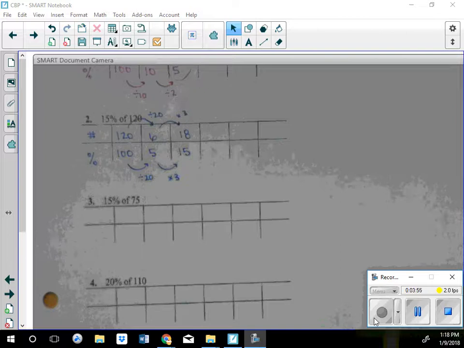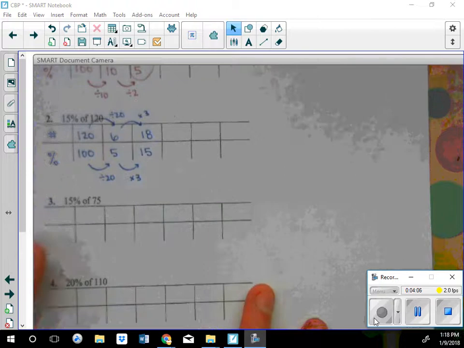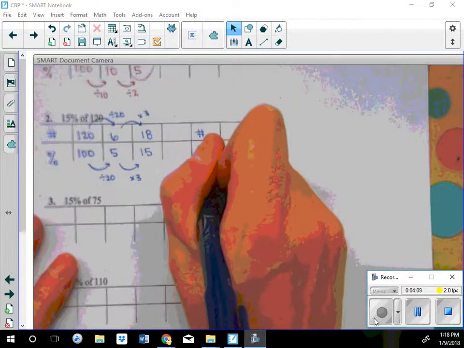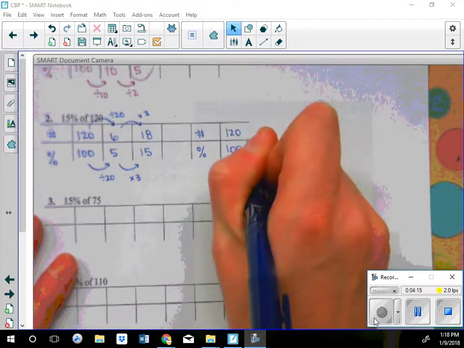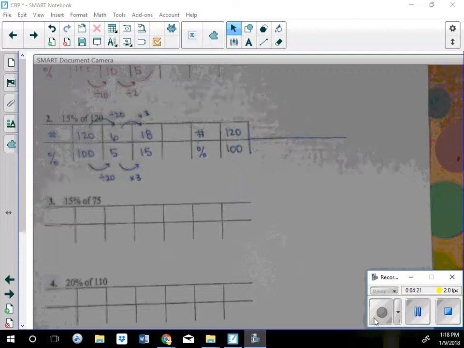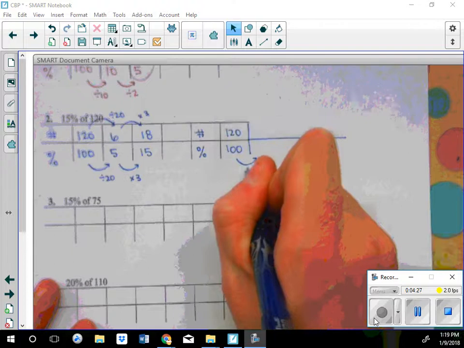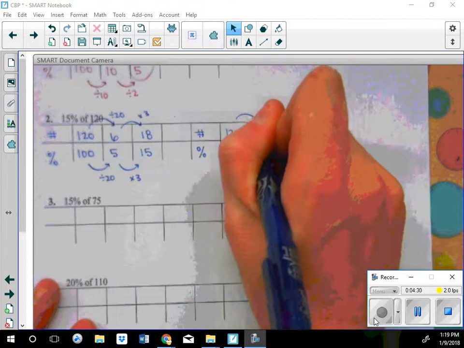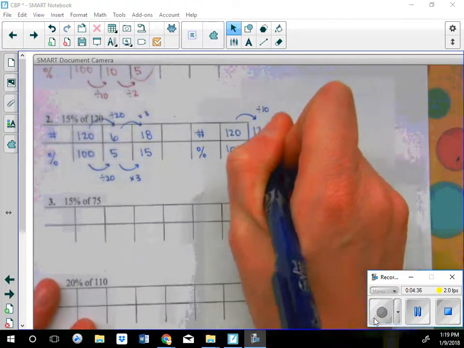Does anyone have another strategy? Can I show you guys another strategy? Okay. I'm going to move this over just a little bit and kind of start over. So once again, I have my number and my percent. My number is 120 and my percent is 100. So we'll just extend this. Okay? Jackson's strategy was fantastic. I just want you to see multiple ways to do this. So I'm going to divide by 10 to start. Remember that I love finding 10%. So 10% would be 12.